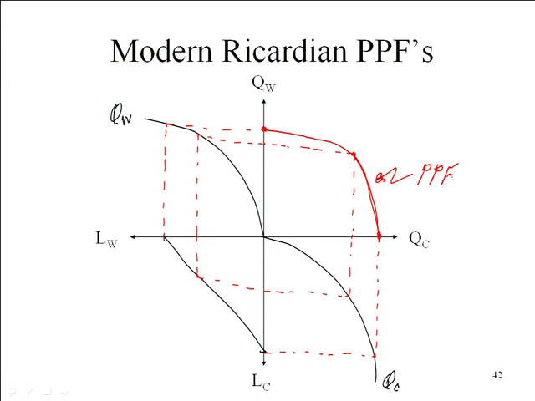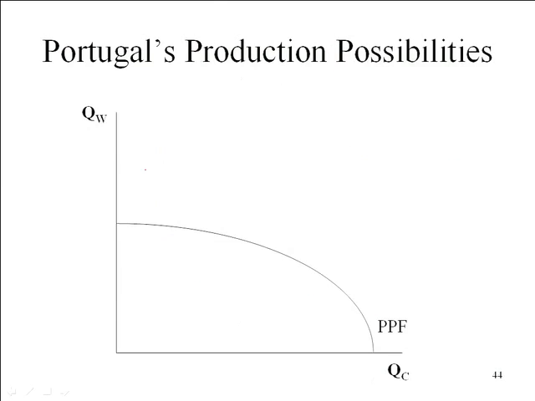which means, of course, that the opportunity cost of producing cloth will change as we move along the production possibilities frontier itself. The shape of this production possibilities frontier is determined by the shape of the production functions in the two industries. No different than what we had done earlier. So this is Portugal's production possibilities frontier. Notice it's still biased towards cloth production, which would still tell us that Portugal has a comparative advantage in cloth.